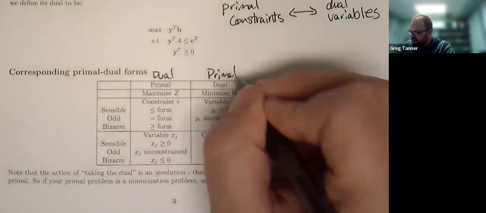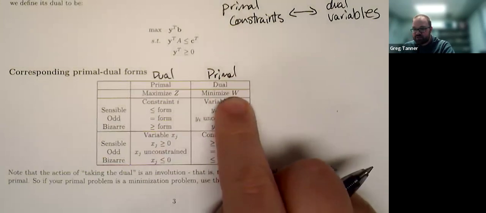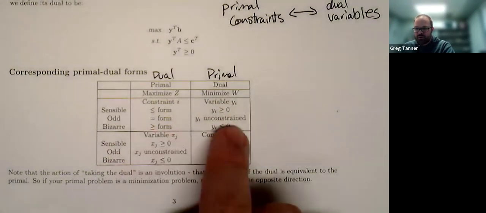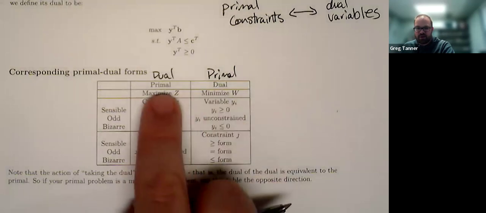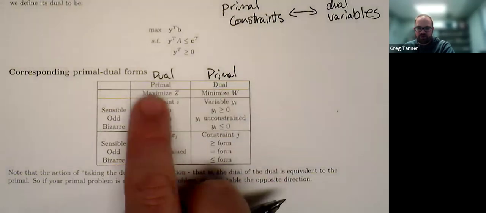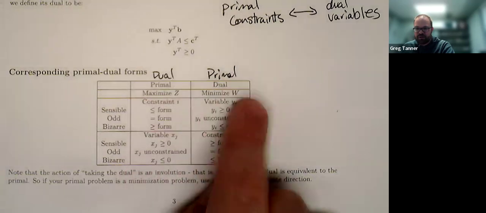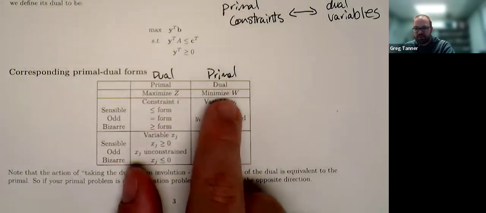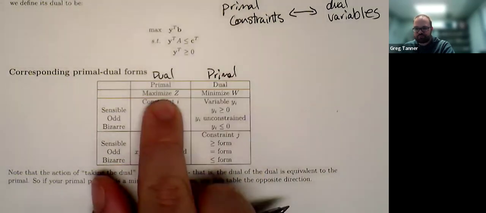Now, I will say I labeled these primal and dual, but you could just as well label them dual and primal if your primal problem is a minimization. So it sort of goes either way in this table. So really, if your original problem is a maximization, go from here to here. If your original problem is a minimization, go from here to here.